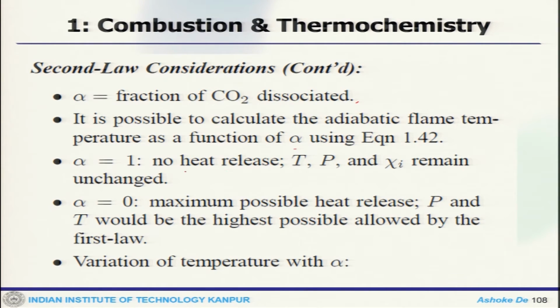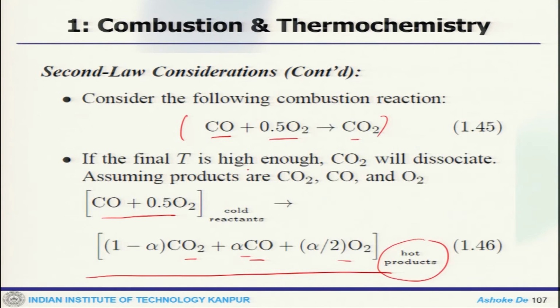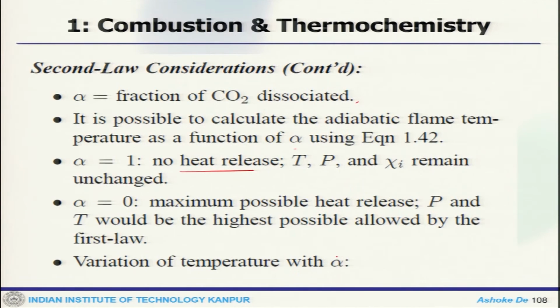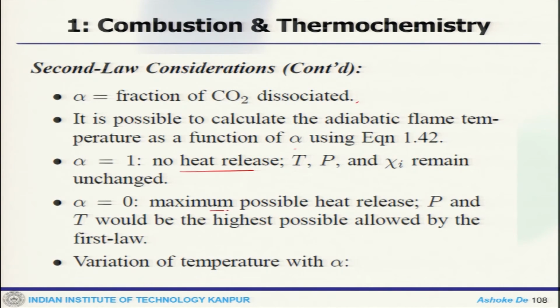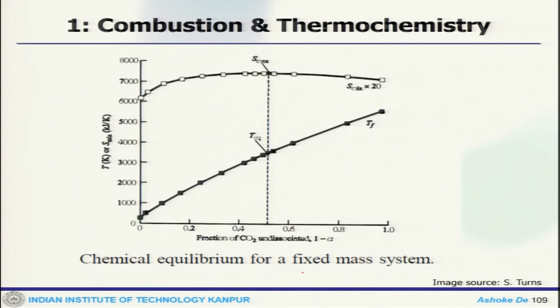So, alpha 1 means no heat release. If you go back and see here, alpha 1 means CO2 is gone. So, there is no heat release, because whatever comes in remains CO and CO2. Alpha 0 means there is no dissociation of CO2, so CO and O2 will burn and form completely CO2. That would be the maximum possible heat release, and if alpha is between 0 and 1, there would be variation of T with alpha.